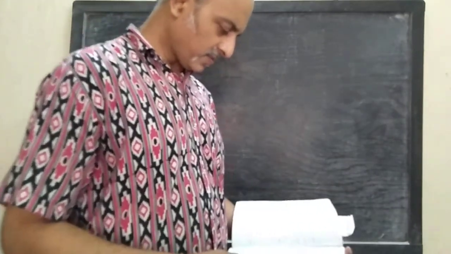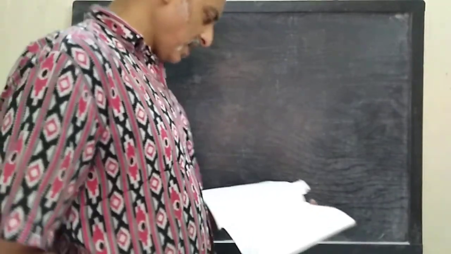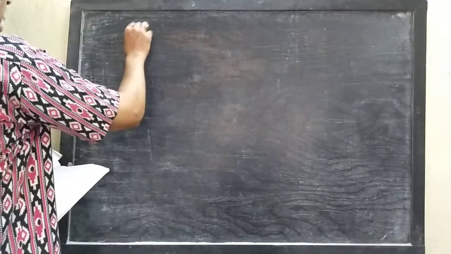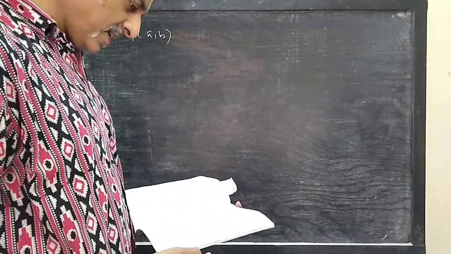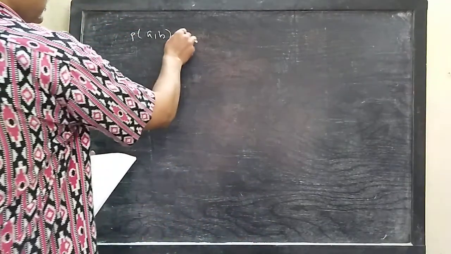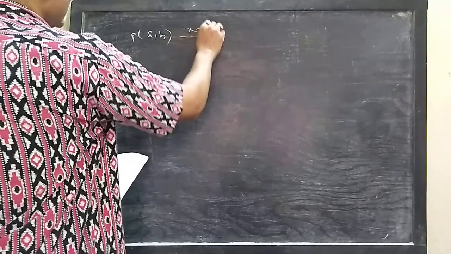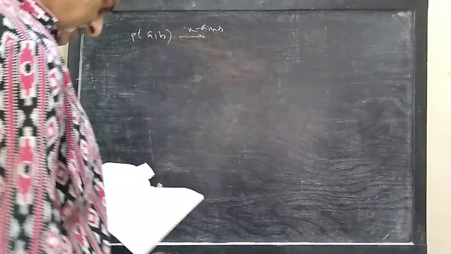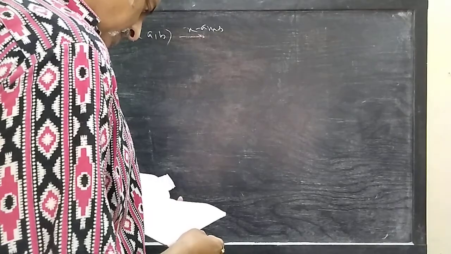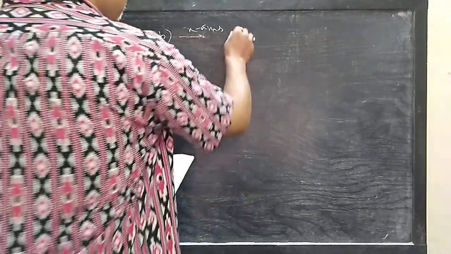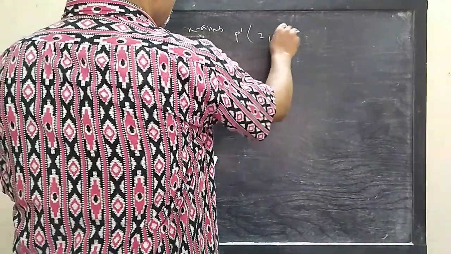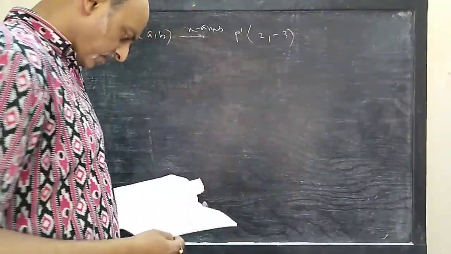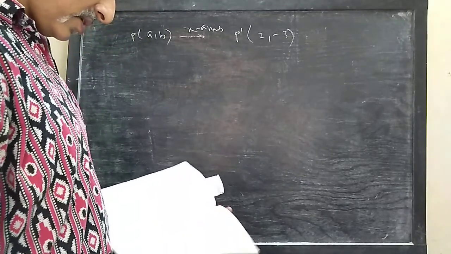So, today's first question is: a point P(a, b) is reflected in the x-axis to the point P dash (2, -2). Write down the values of a and b.